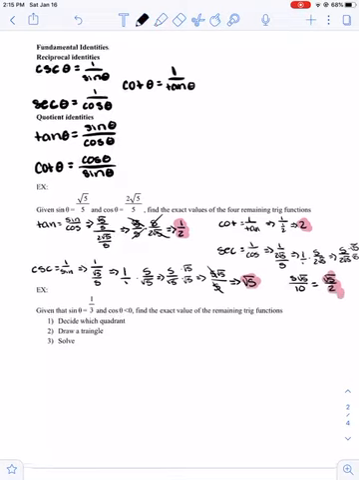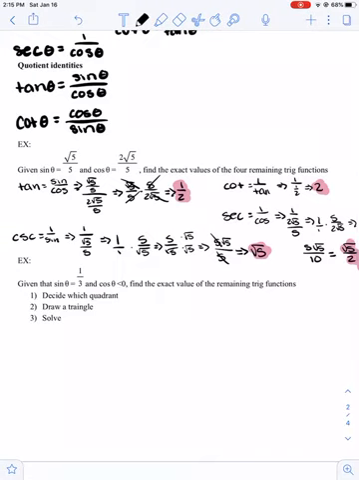All right, next we are given that sine equals 1/3 and the cosine is less than 0. So our cosine is negative and our sine is 1/3, which is positive. So where is cosine negative and sine positive? And that's in quadrant 2. And we're trying to find the remaining trig functions.